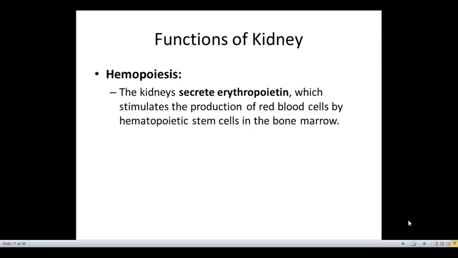Kidney can also cause hemopoiesis. The kidneys secrete erythropoietin, which stimulates the production of red blood cells by hematopoietic stem cells in the bone marrow.